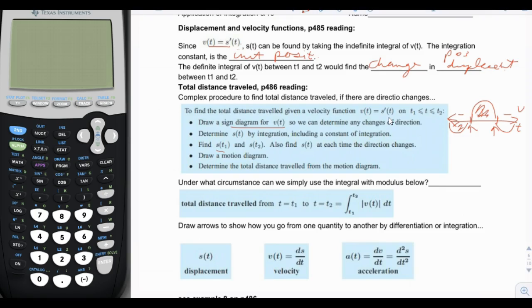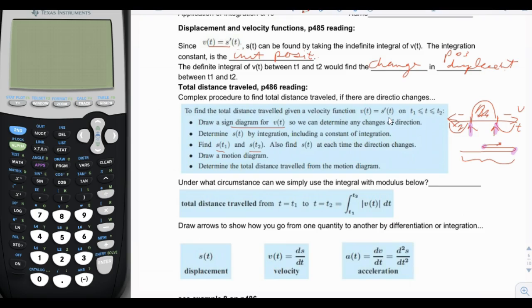Then you find the displacement at t1 and t2. So you're finding the displacement at each time that the direction changes. And then you draw a motion diagram. Remember, motion diagrams look kind of like this. And then determine the total distance traveled from the motion diagram. Because the motion diagram is going to change direction every time it gets to one of these critical points. And then if you add up all the lengths here, that's going to give you the total distance traveled.